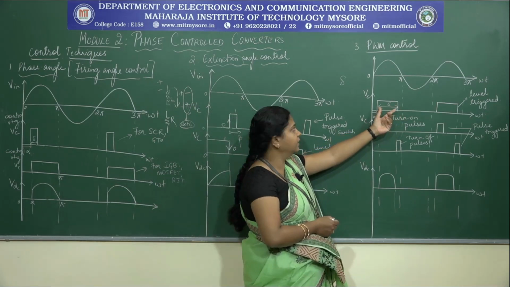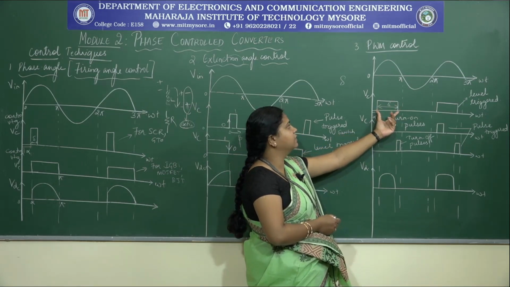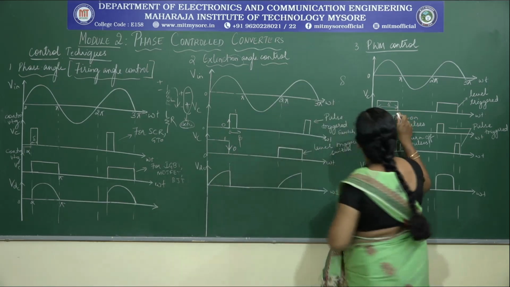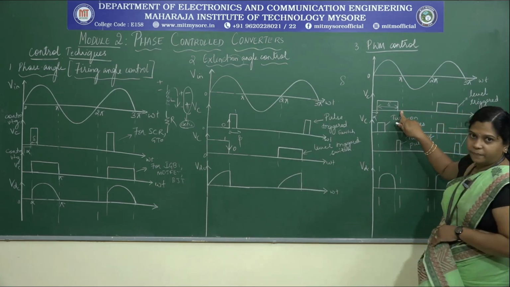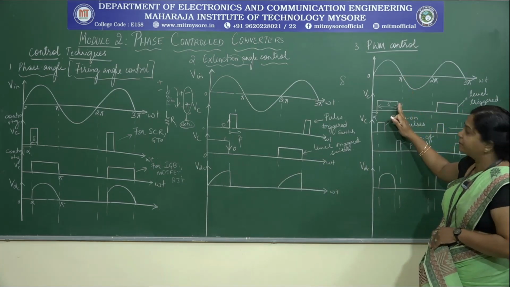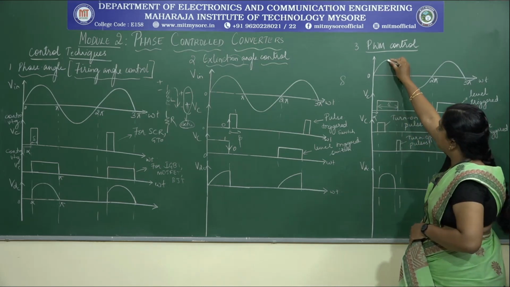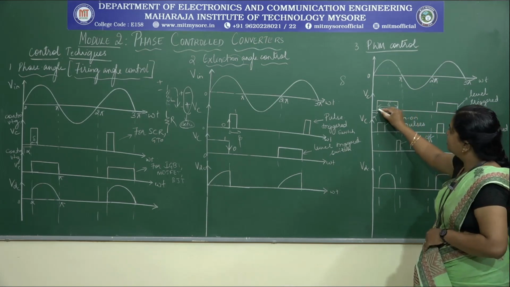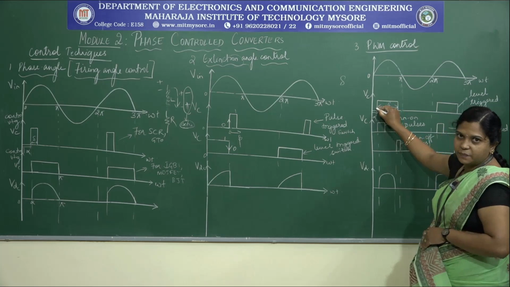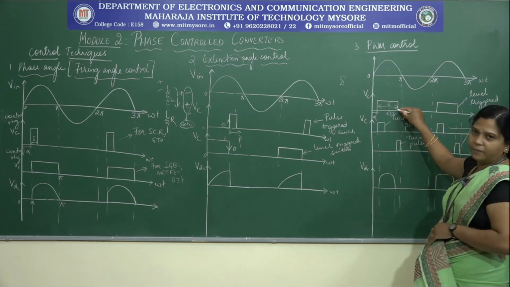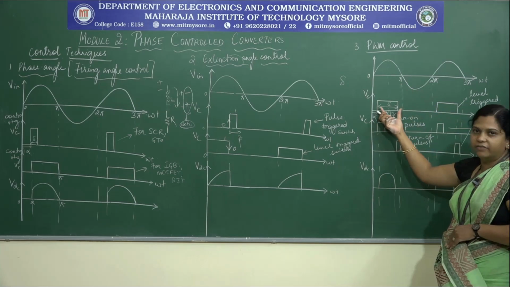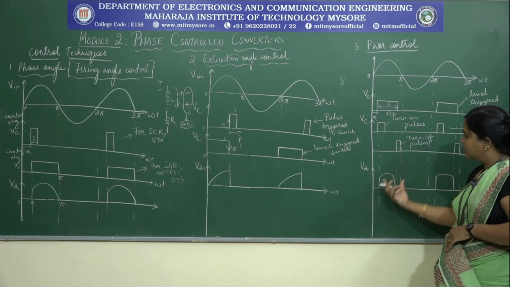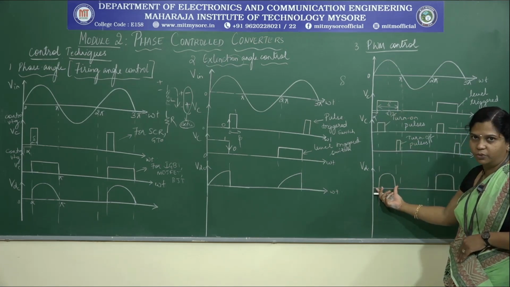If it is a level trigger, and you are giving the width of the pulse from alpha to some angle, alpha minus pi by 2 or alpha minus 180 degree. This is the maximum value, pi by 2, 90 degree. So this point will be delta minus pi by 2 and this will be delta minus pi. For as long as the pulse width is there, so long you will be getting the output voltage.